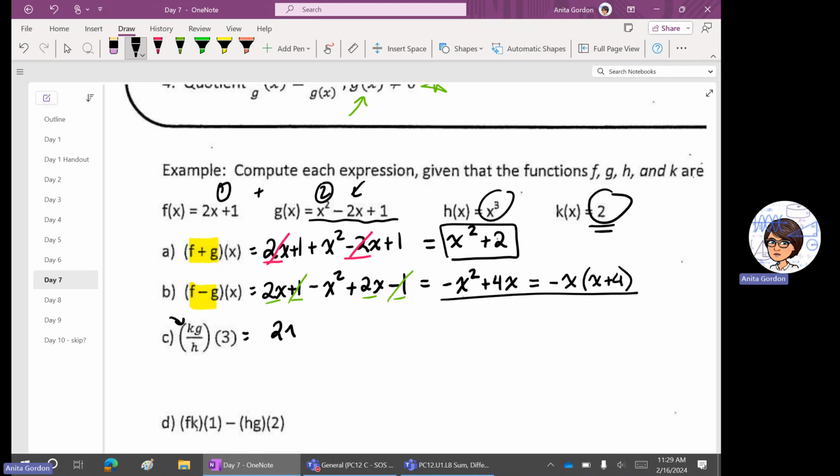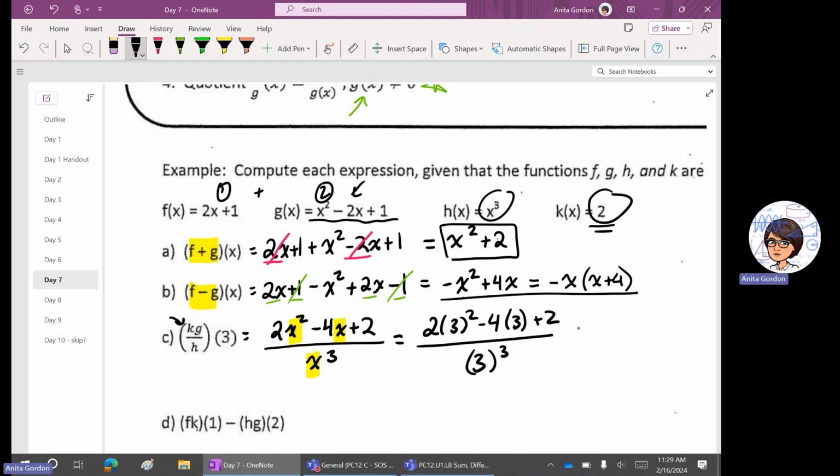So this is 2x squared minus 4x plus 2. There was my mistake. I wrote plus 4 in our last video here. And x cubed is on the bottom. So again, anywhere I see an x, I am going to substitute a 3. So this is 2 times 3 squared minus 4 times 3 plus 2 all over 3 cubed, and simplified all of this together gives me an 8 over 27.